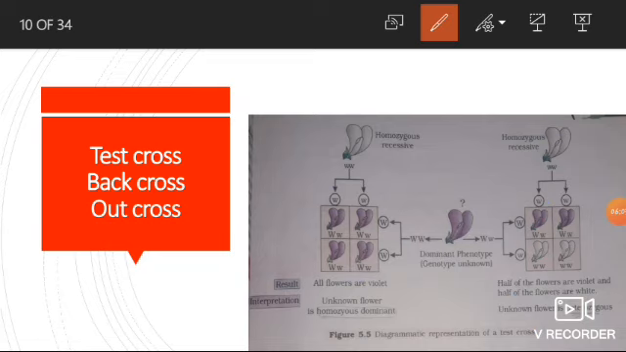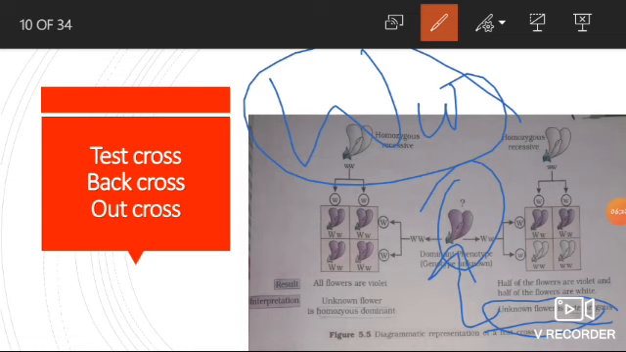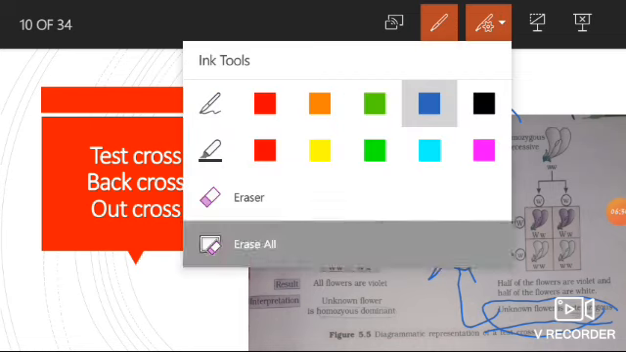So we find that half of the flowers are violet and half are white. That means half are dominant and half are recessive. Showing this result, we can interpret that the unknown flower is heterozygous. That means the genotype of this flower is heterozygous, that means hybrid dominant. That means it consists of capital W, small w genotype.